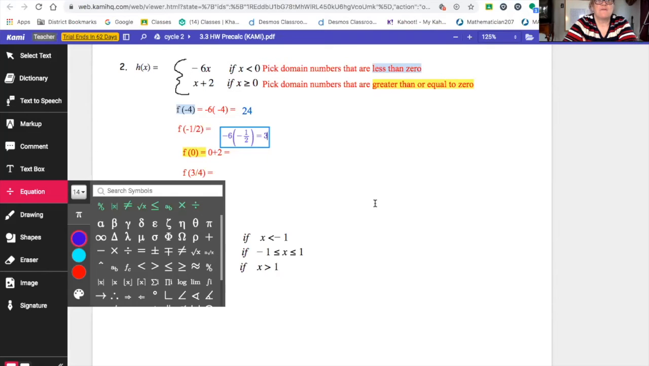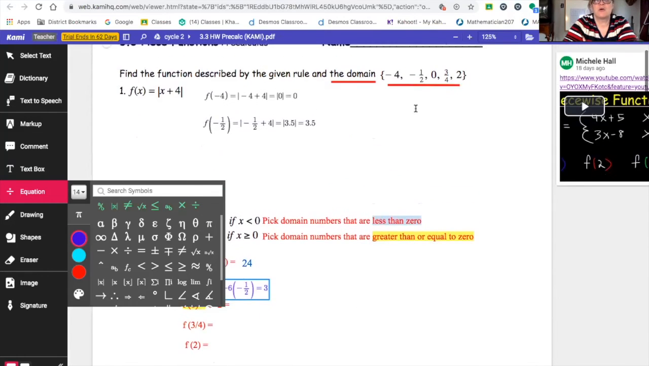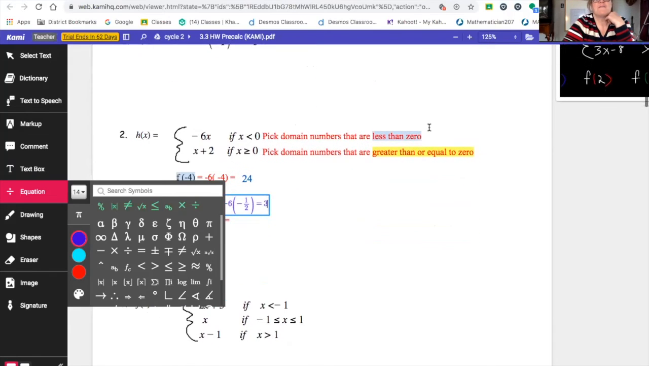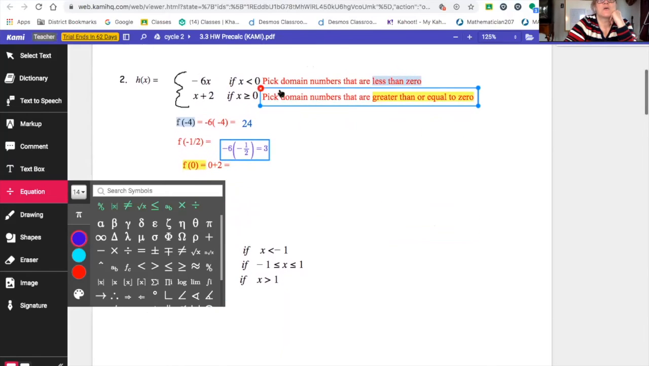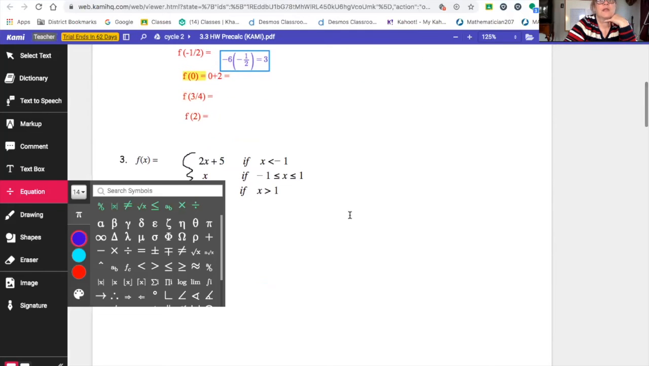Okay, now for the next one. We are looking for 0 when x is 0 in the domain. Where does that fit into? When x is 0, is x less than 0? Because if it is, I'd put it into this function. Or is x greater than or equal to 0? Here is where it's equal to 0. So I'm using 0 in the domain. That means I will be substituting it into x plus 2. That will be 0 plus 2, which is 2.